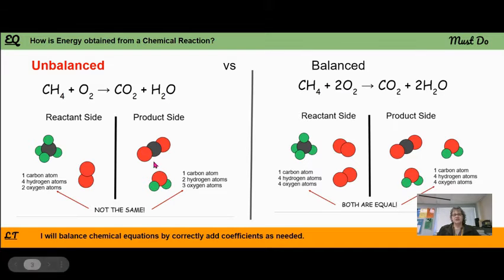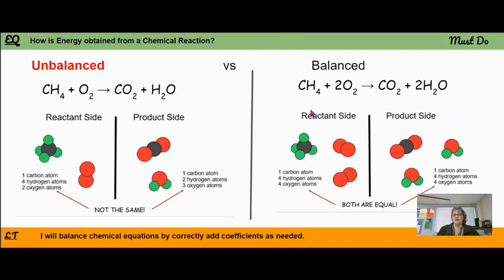So if we put them all together, there's one carbon. The red ones are the oxygens, so that's 1, 2, 3. And the green ones are the hydrogens; there are two of those. Now, if we look at this side, we have one carbon and one carbon. Those balance, but here we have four hydrogens and here we have two hydrogens. Those are not balanced. They need to be the exact same on both sides. If any one number isn't the same, it's not balanced.